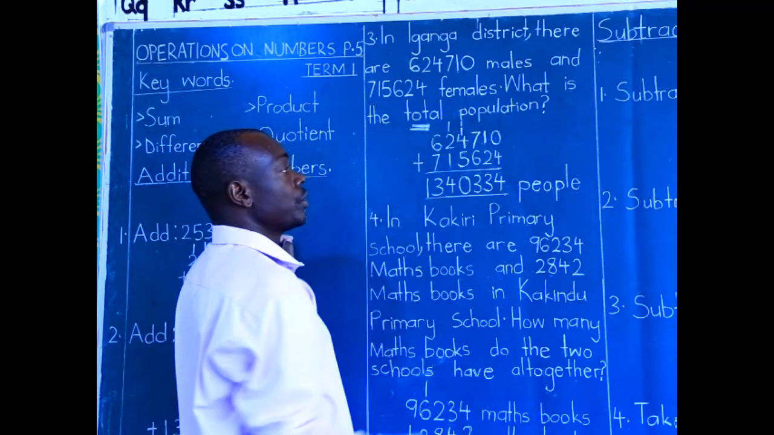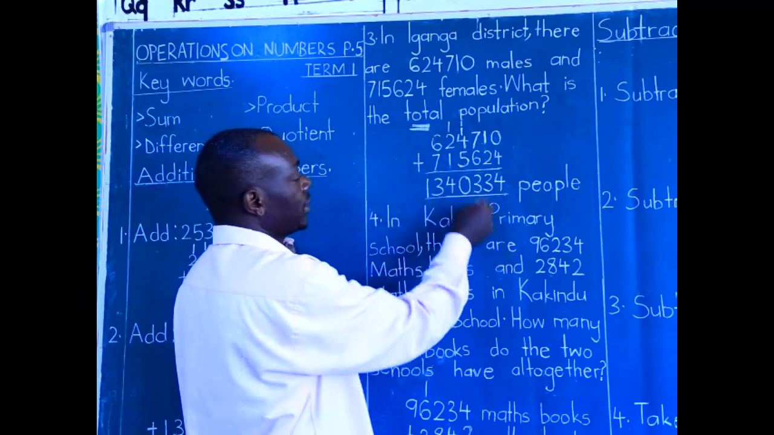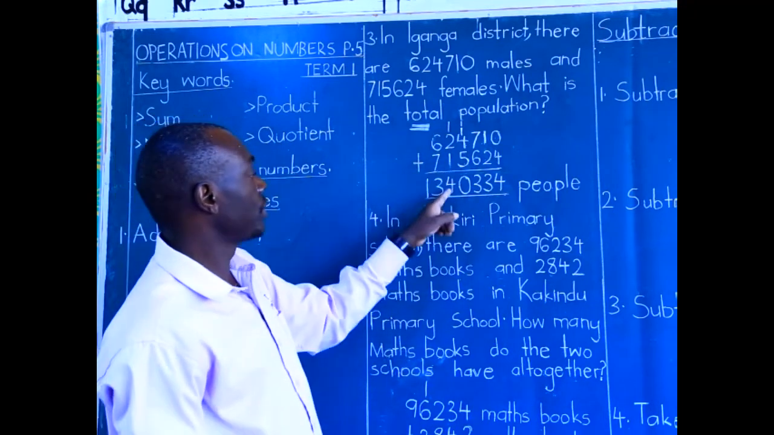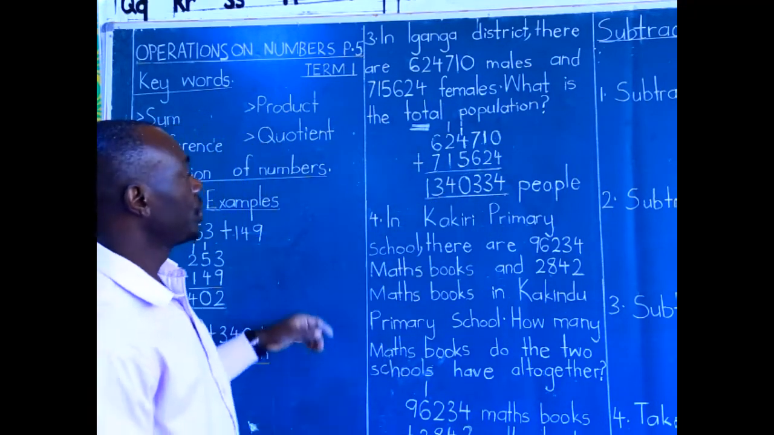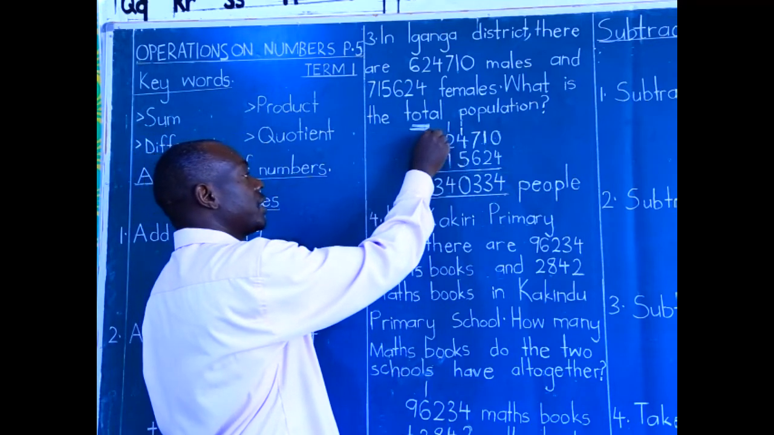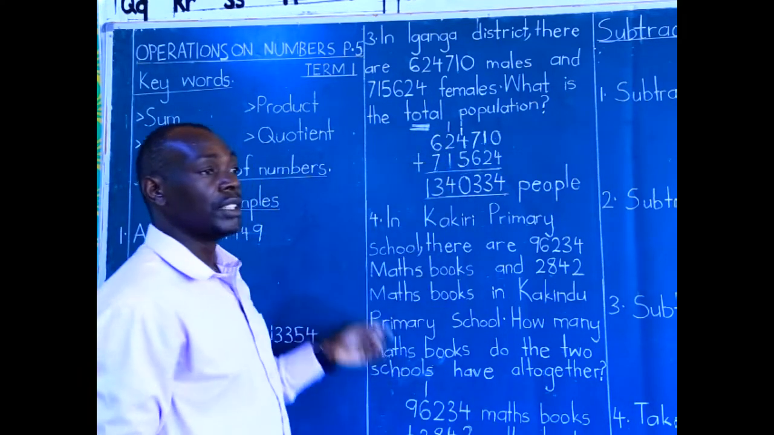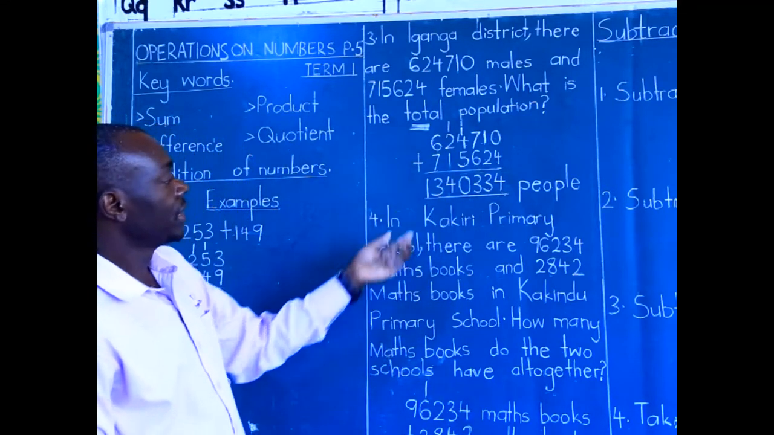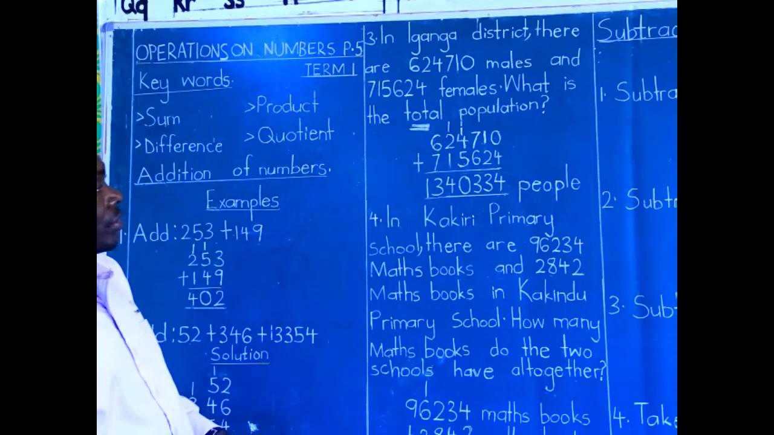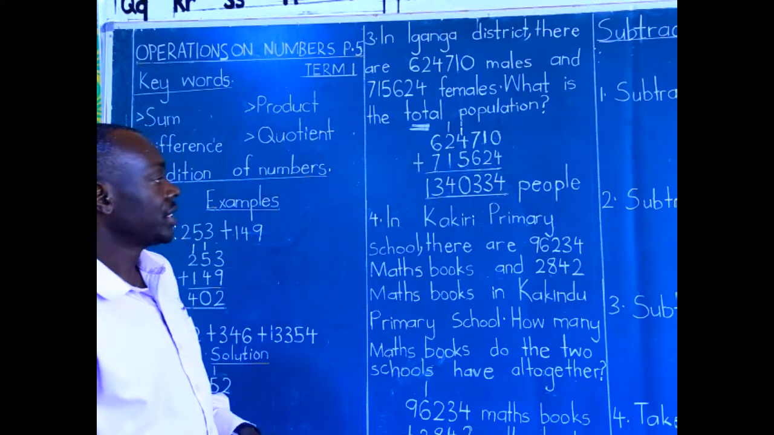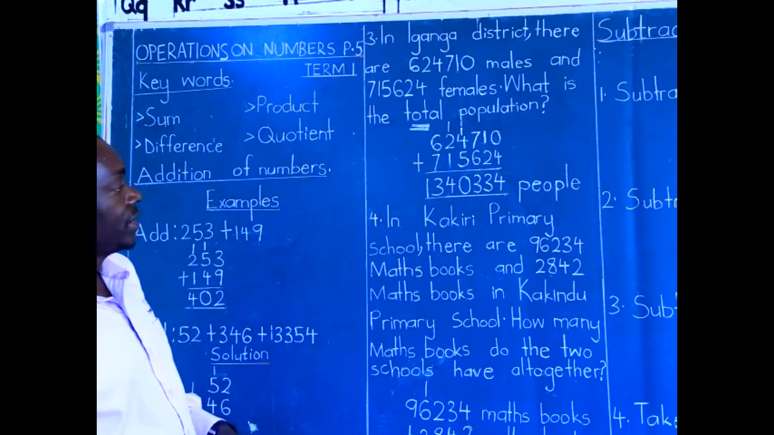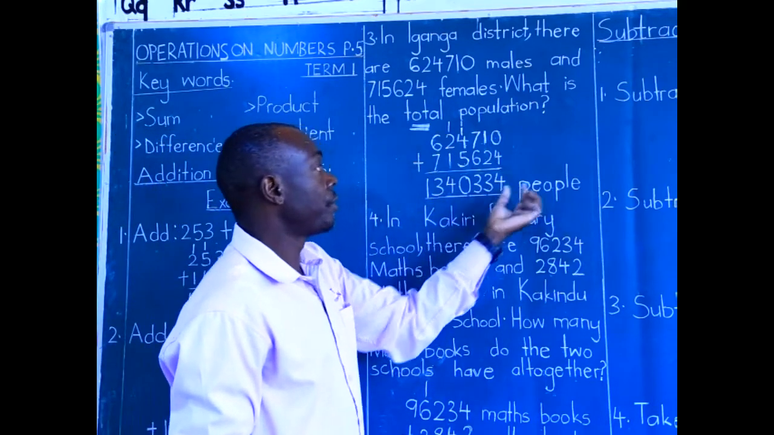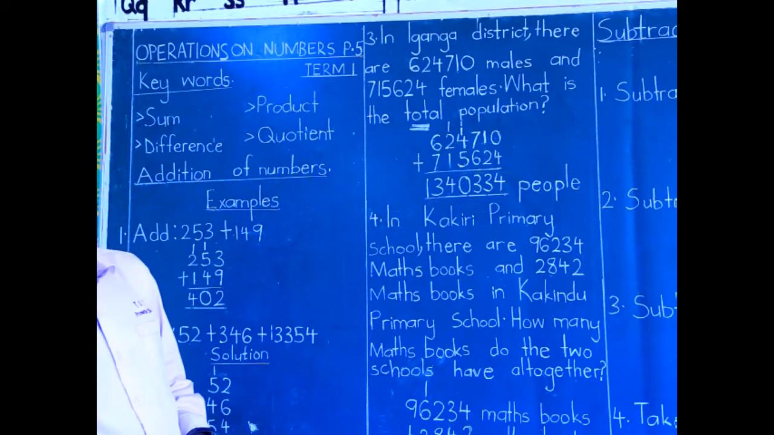That is 1 plus 4, you get 5, which 5 plus 5, you get 10. You write 0 and regroup 1. 1 plus 2, you will get 3 plus 1, you get 4. This time write the entire 4. Don't regroup or carry. 6 plus 7, you get 13. Now this time, being that this is the last sum, we shall write the entire 13 without regrouping because we don't have any other to add. So the answer as total population is 1,340,334 people that are actually in this Iganga district.